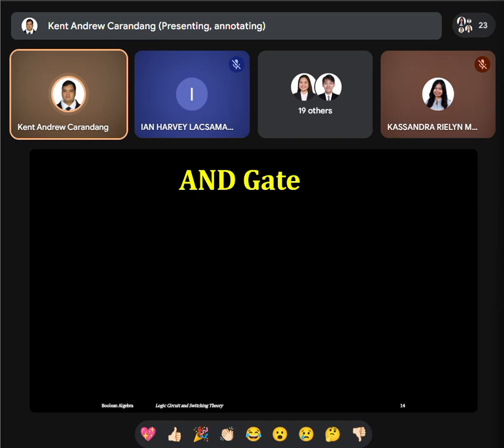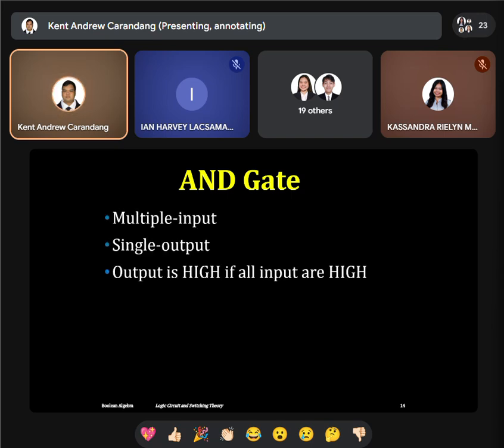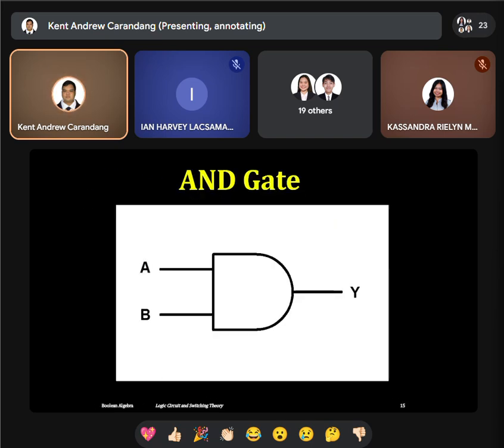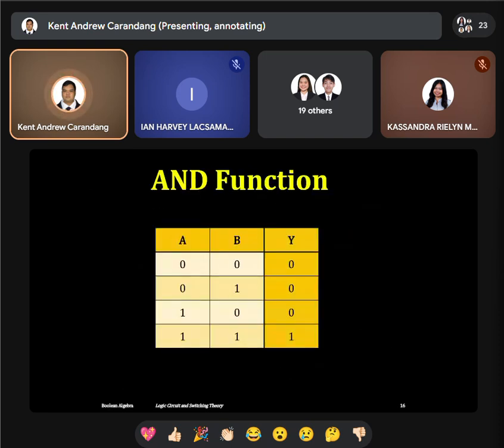So for AND, if there is a 0 in the input, the output is 0. Except if both inputs are 1, then the output will only be 1. This is the schematic for the AND gate. So for the AND function, if there is an input that is 0, the output is 0, except that if both inputs are 1, the output is 1. Okay.